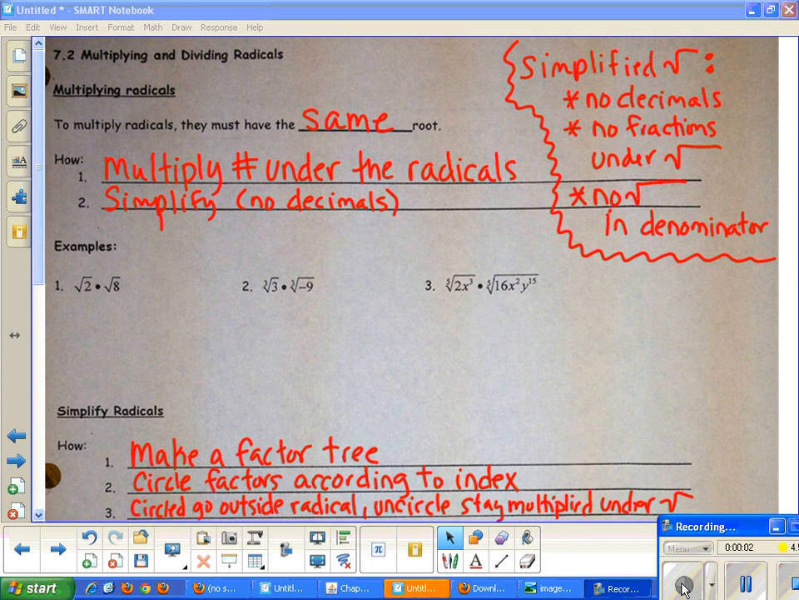Section 7.2, multiplying and dividing radicals. We're going to talk about multiplying radicals first. Now, with these notes, you might want to take a minute to pause the video and write down the stuff that I have written up here, and then you can listen.